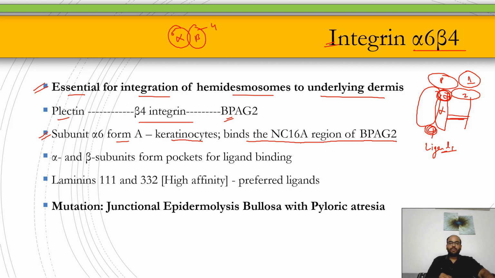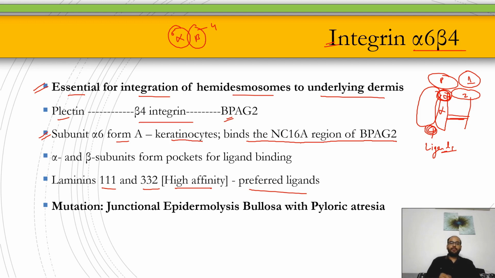The integrins show very high affinity to laminins 111 and 332. They are the preferred ligands. So at one end, integrins are attaching themselves to plectins and bullous pemphigoid antigen 2, which are part of the hemidesmosomes. At the other end, they are attaching themselves to laminin, which is part of the lamina densa. So they are very important molecules to attach the basal cell to lamina densa.